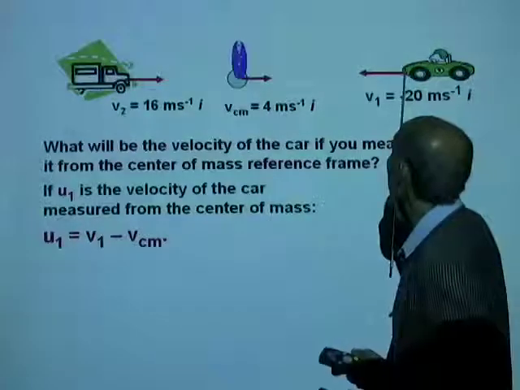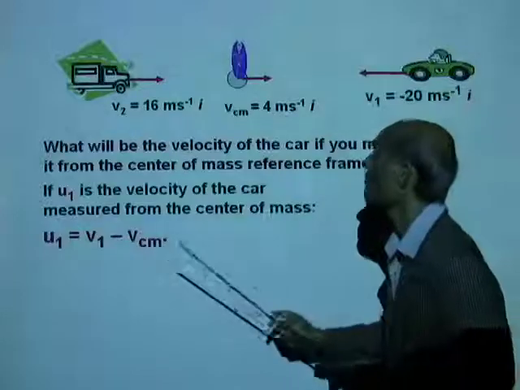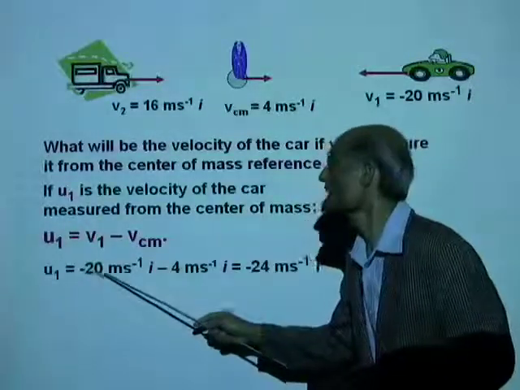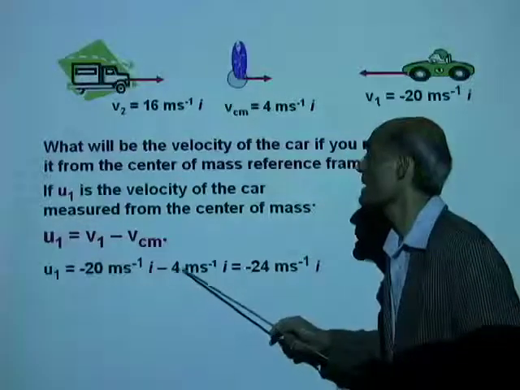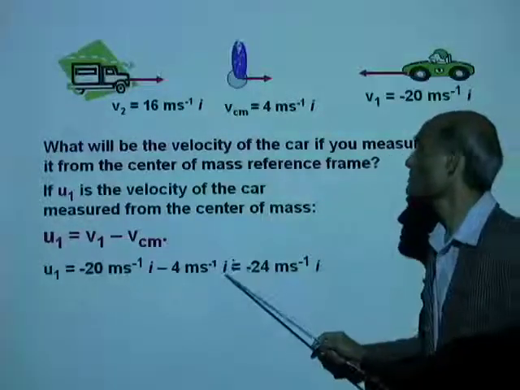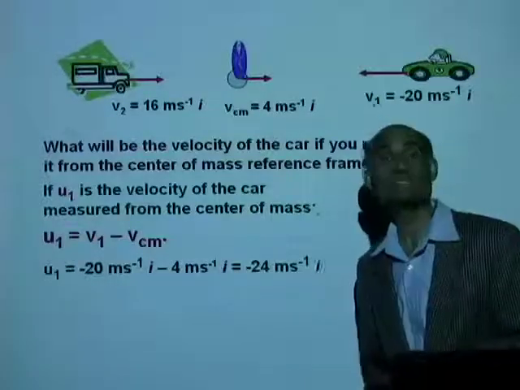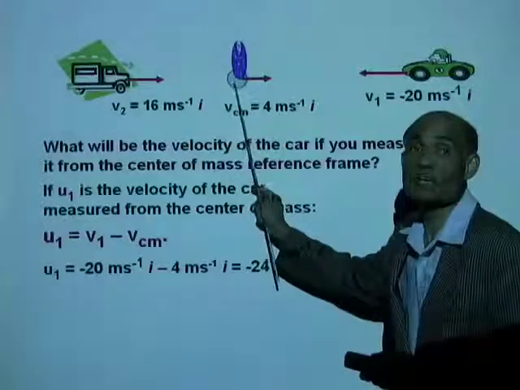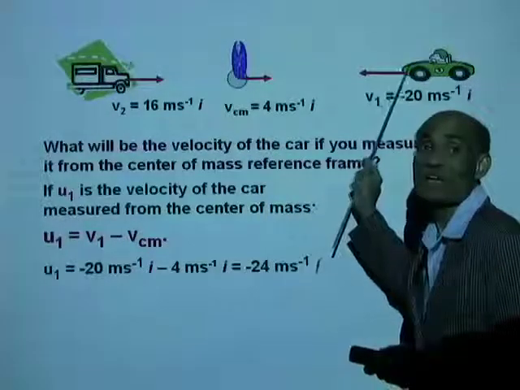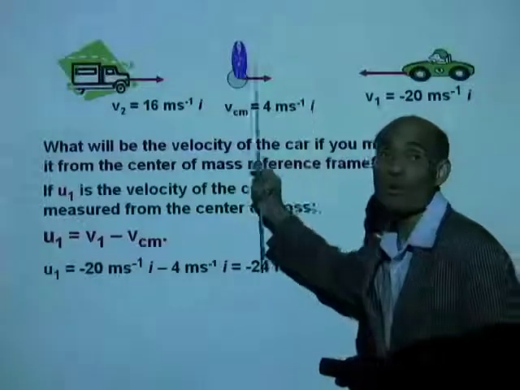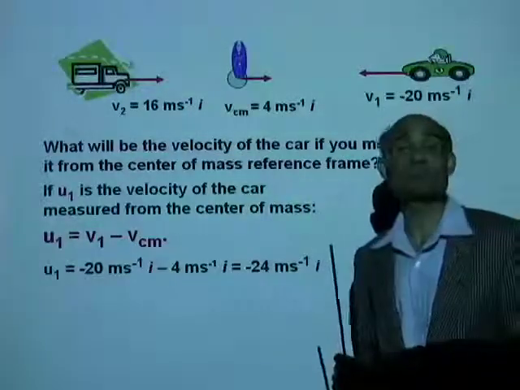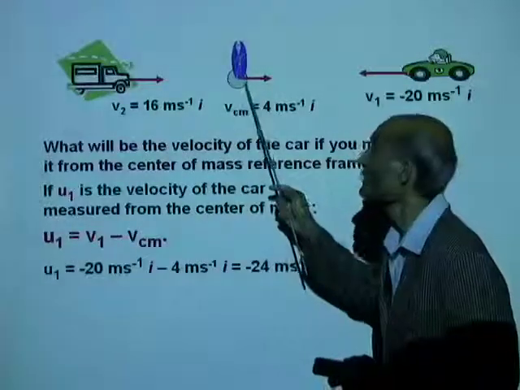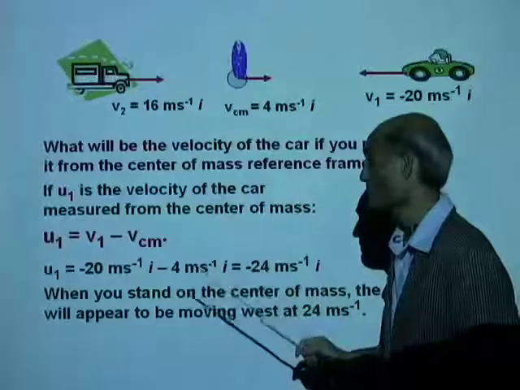So u1 equals v1 minus v center of mass, and that will be u1 equals negative 20 meters per second i minus 4 meters per second i, that is negative 24 meters per second i. When you measure from the center of mass, the car will appear to go west at 24 meters per second. That's the meaning there. Alright, what is the velocity of the truck relative to the center of mass?